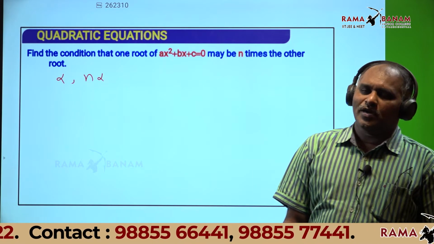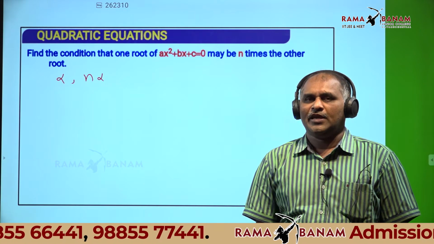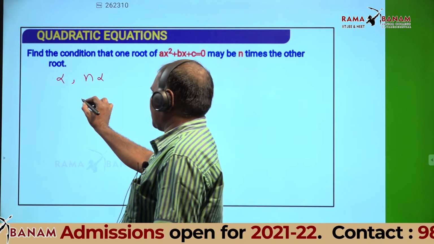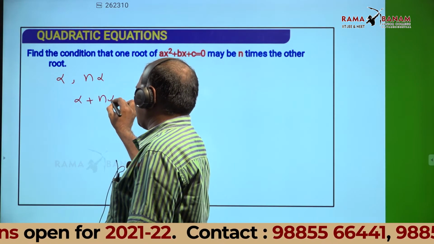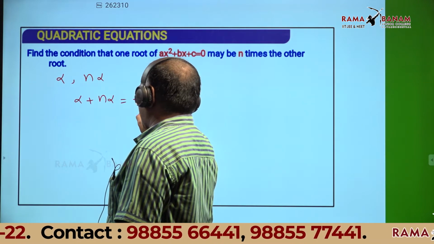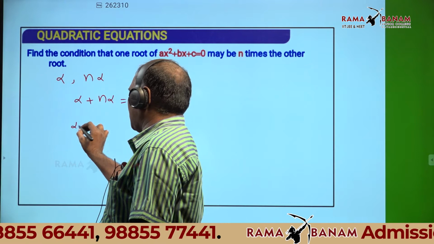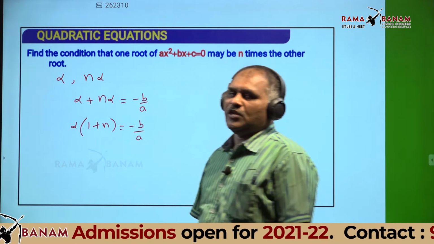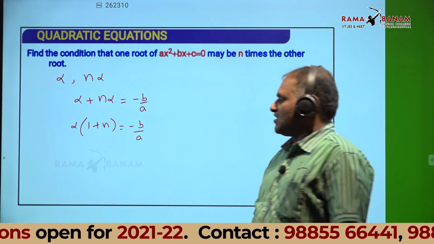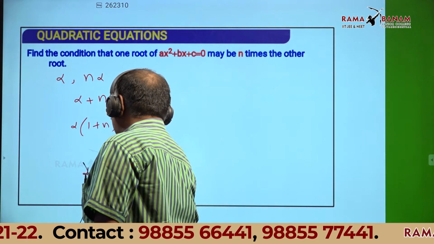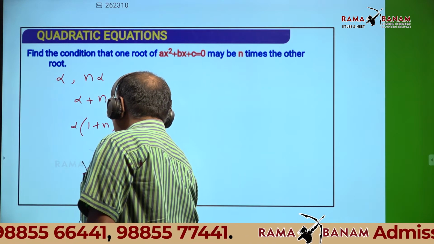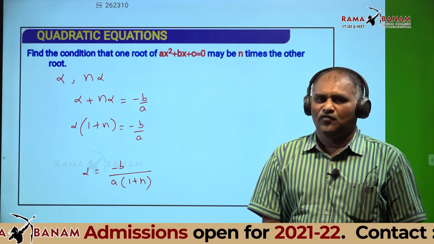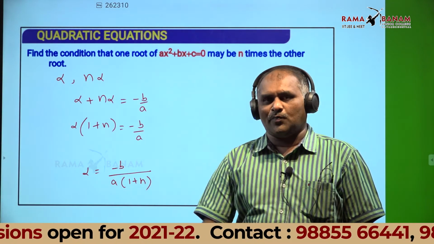Do you remember the sum of the roots formula? Anyone? Minus b by a, very good. Here alpha plus n into alpha is equal to minus b by a. Alpha common, 1 plus n is equal to minus b by a. Therefore, alpha is equal to minus b by a into 1 plus n. That is alpha.